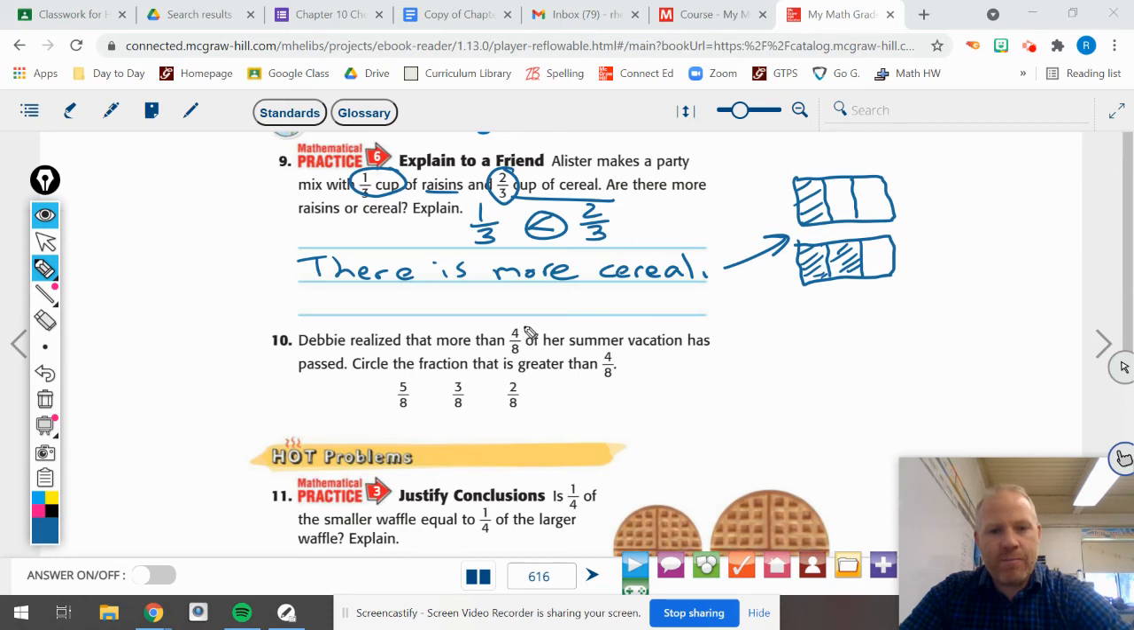Debbie realized that more than 4/8 of her summer vacation has passed. Circle a fraction that is greater than 4/8. So we can see that these all have denominators of 8. So we're just looking for a numerator that is greater than 4. So which numerator was greater than 4? It was 5/8. So hopefully you got that correct.